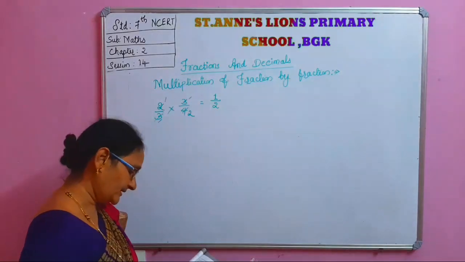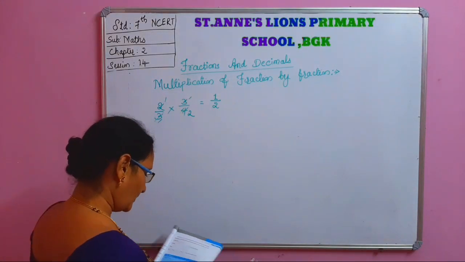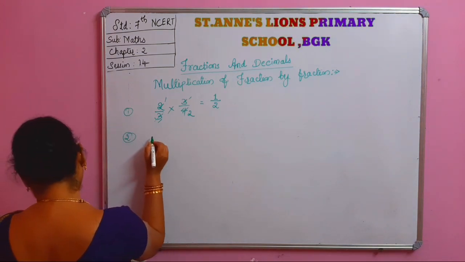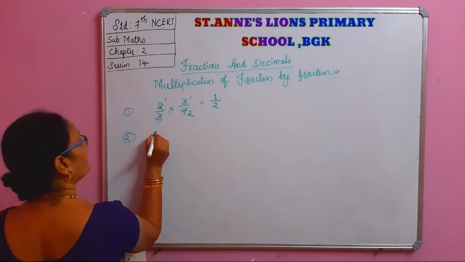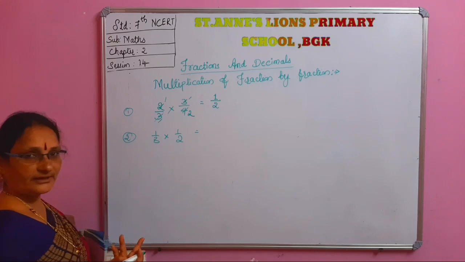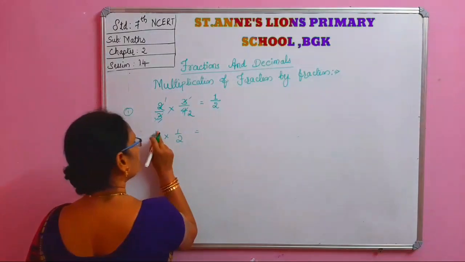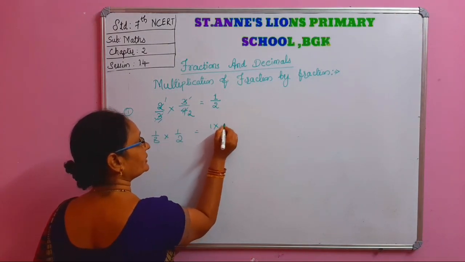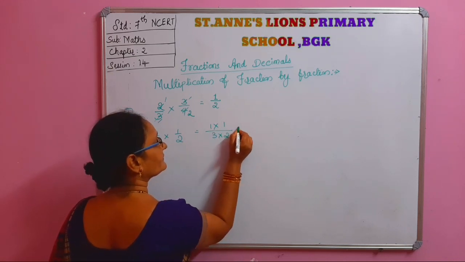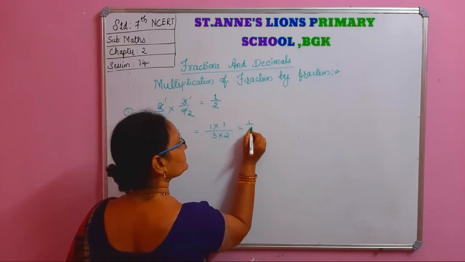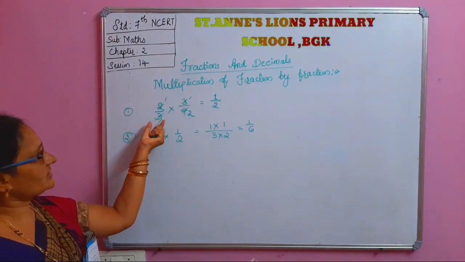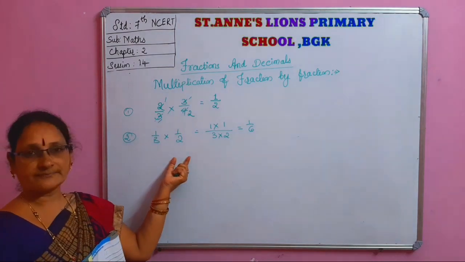Suppose there is no possibility of cancellation. What to do? For example, this is example 1. The next example I am going to take is 1 by 3 into 1 by 2. Here there is no cancellation. So what to do? Numerator to numerator, 1 into 1, divided by 3 into 2. That is 1 1s are 1, 3 2s are 6. This is the multiplication of fraction by fraction.